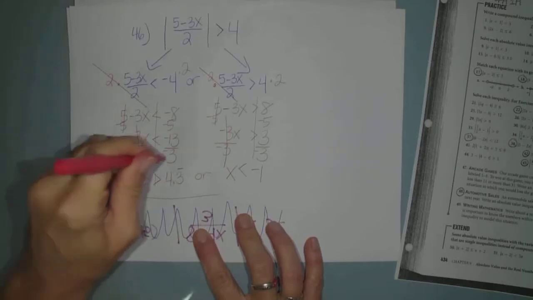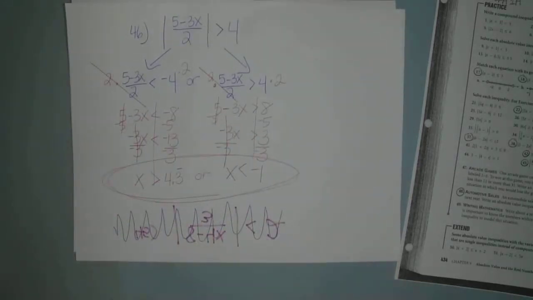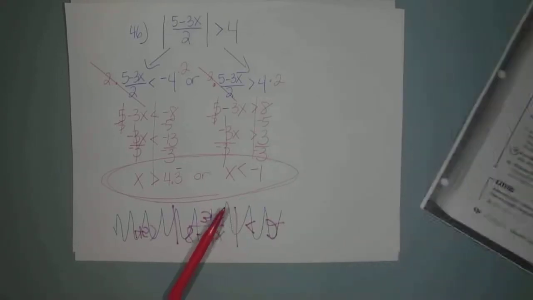I'm going to slide that "or" down here. Our intercom is talking to us here. Please ignore that. Okay, x is greater than 4.3 repeating, or x is less than -1.